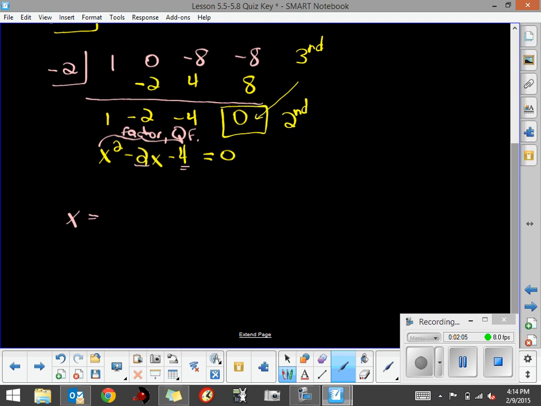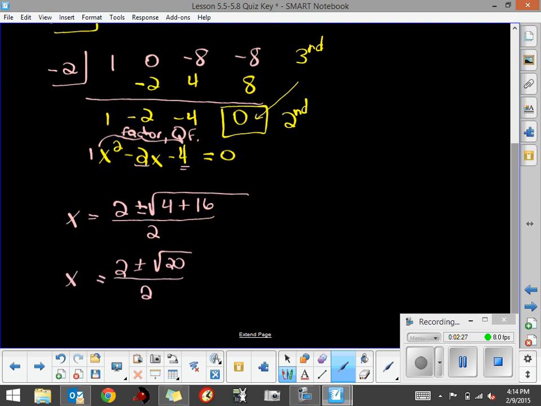So we're going to take the opposite of b, which is 2, plus or minus the square root of b squared, which is 4, then minus 4 times a times c. So it's a negative 4 times 1 times another negative 4. That'll be plus 16, all over 2 times 1, or 2 times a, which is 2. So this is going to be 2 plus or minus the square root of 20 all over 2.